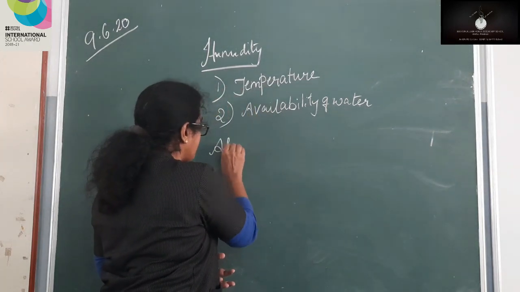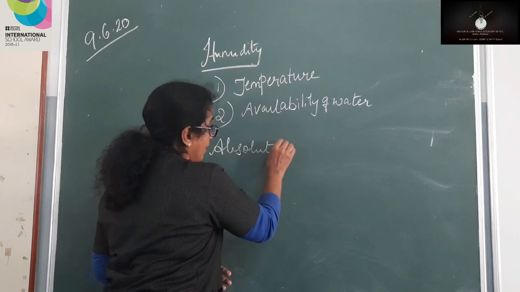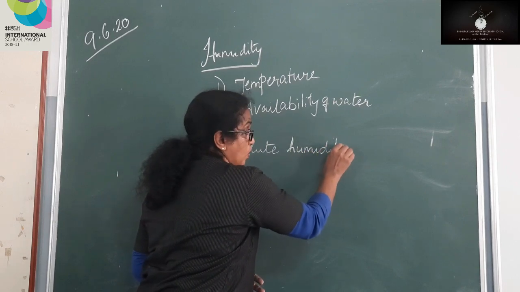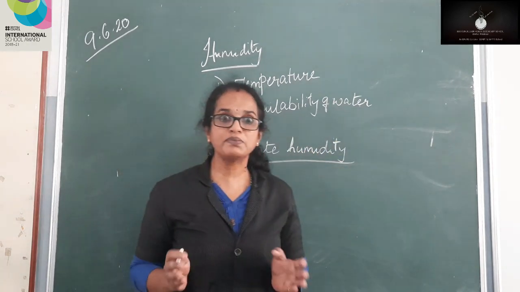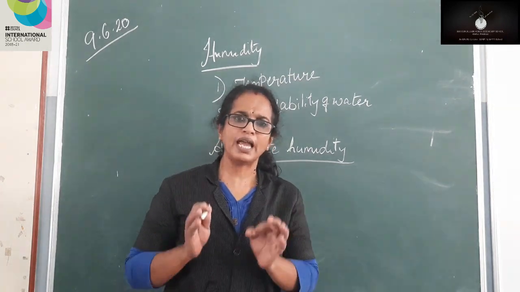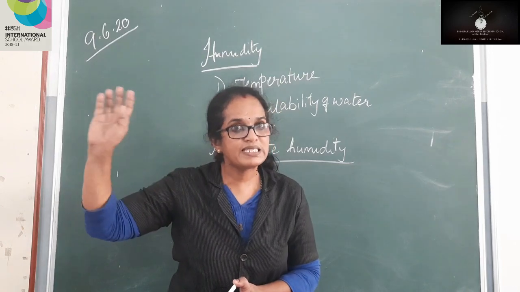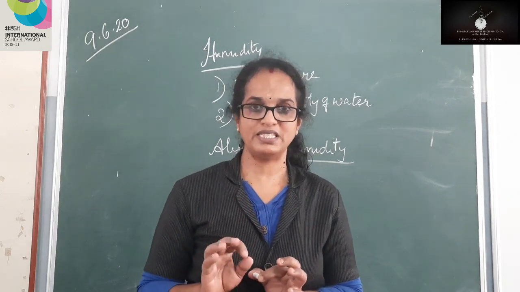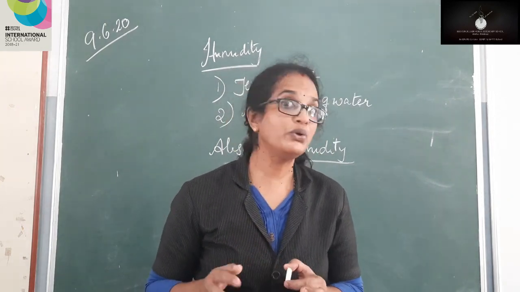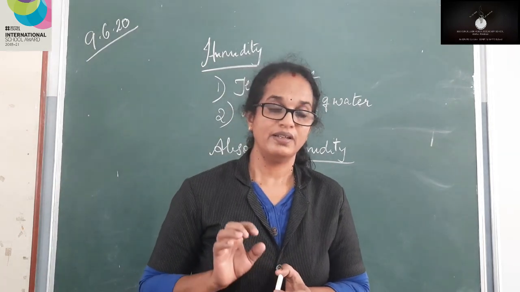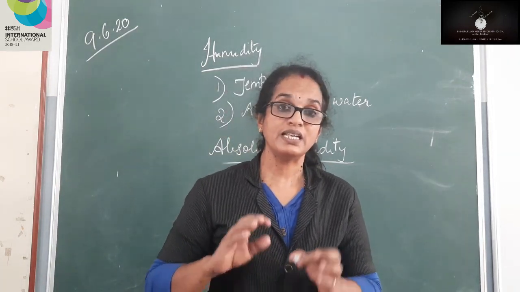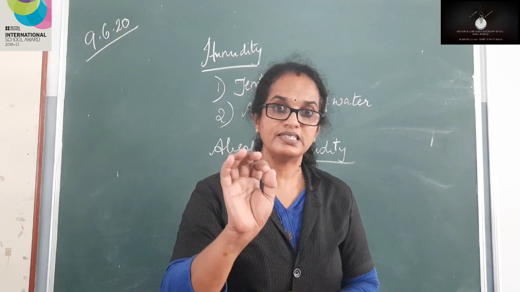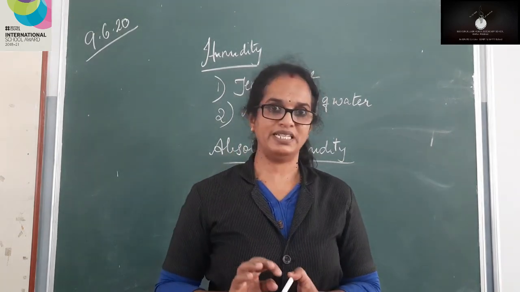The next concept that you are going to study related to humidity or water vapor is absolute humidity. Now, what is absolute humidity? The actual amount of water vapor present in the atmosphere is called absolute humidity. Hope it's clear, my dear children. Now you know how water vapor reaches the atmosphere. What is absolute humidity? The actual amount of water vapor present in the atmosphere is called absolute humidity.